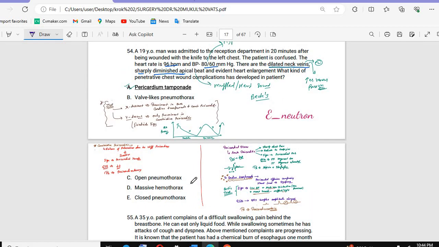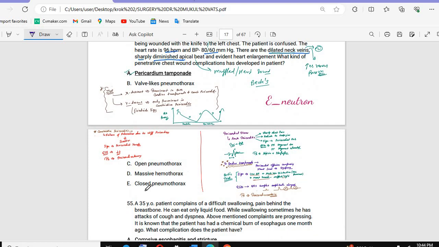Okay, so we have the question here: the massive open pneumothorax and valve-like pneumothorax, and then we have the closed pneumothorax also, so that we have already done.